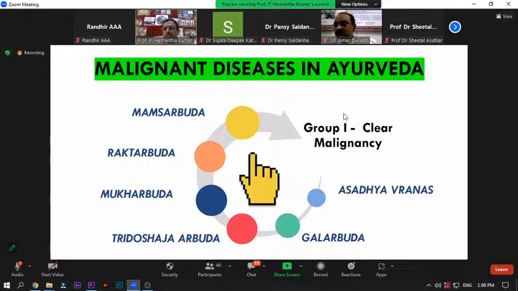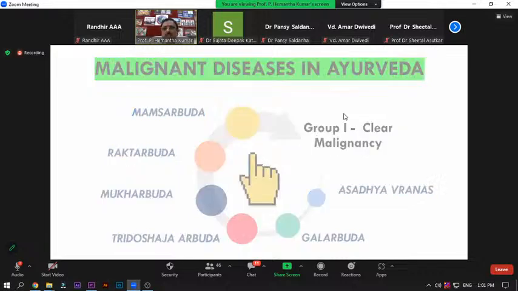In the first group, the clear malignancy, there is no doubt at all. They are clear malignant tumors or malignant conditions like Mamsa Arbuda, Rakta Arbuda, Mukha Arbuda, carcinoma of the oral cavity, Tridosha Arbuda, Gala Arbuda, carcinoma of the thyroid, Asadhyavana. Sometimes you can see cancerous ulcers, non-healing ulcers that also look like a malignant appearance. Ulcerative growths, they consider as a clear malignancy.